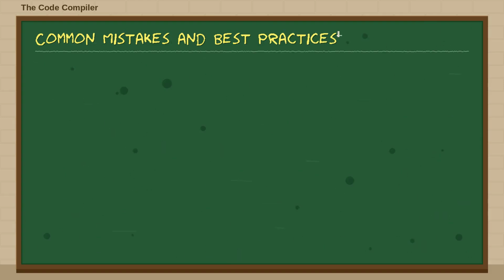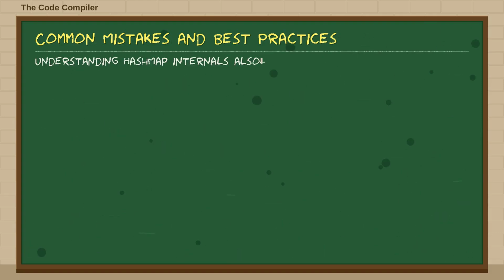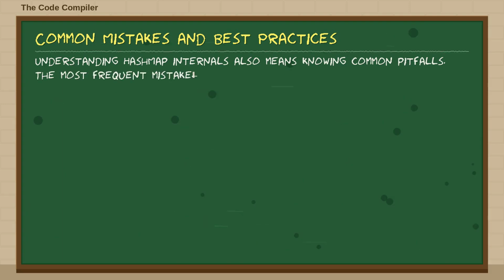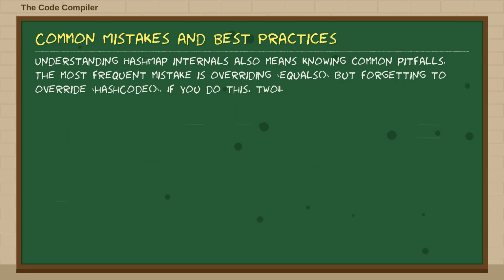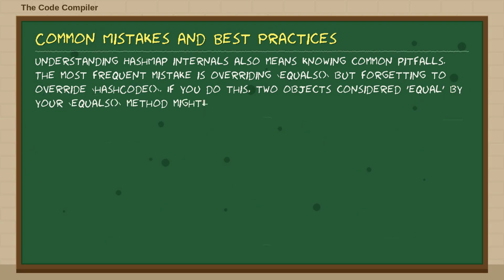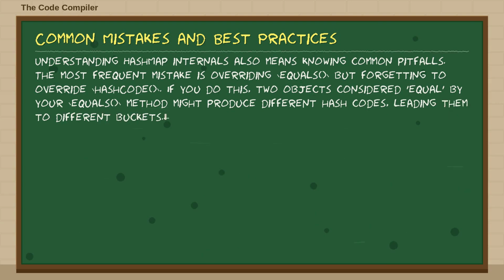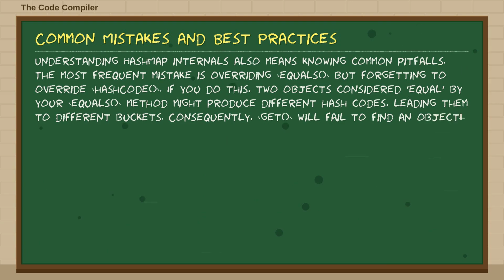Understanding HashMap internals also means knowing common pitfalls. The most frequent mistake is overriding equals, but forgetting to override hashcode. If you do this, two objects considered equal by your equals method might produce different hashcodes, leading them to different buckets. Consequently, get will fail to find an object that you know is present.